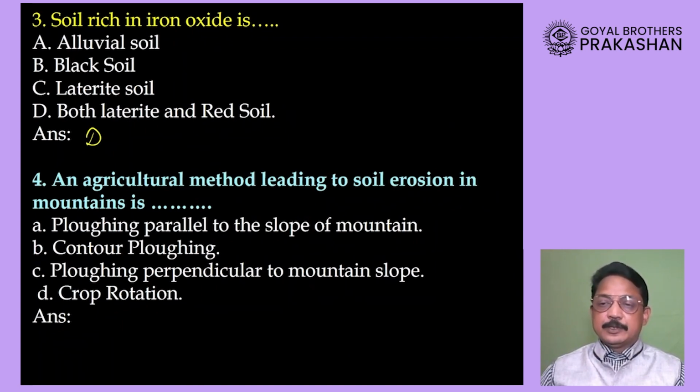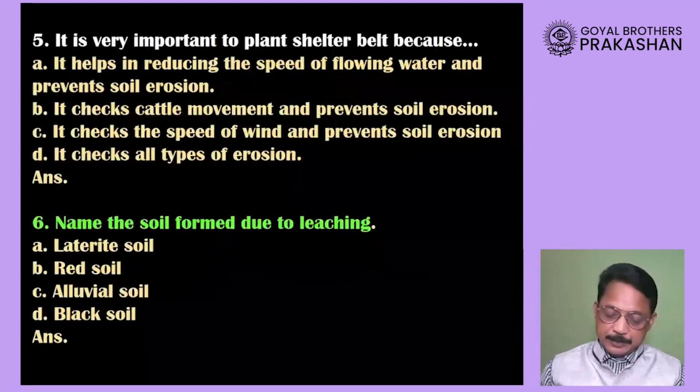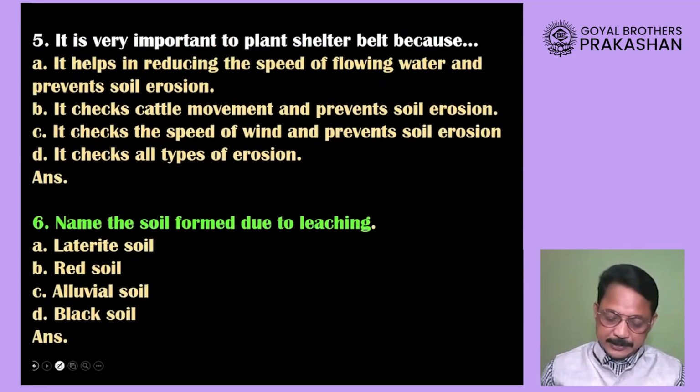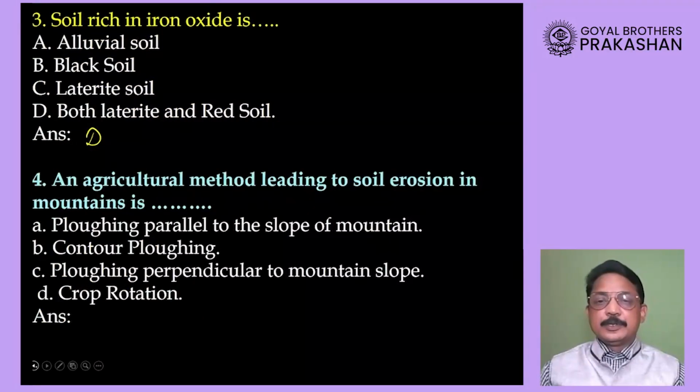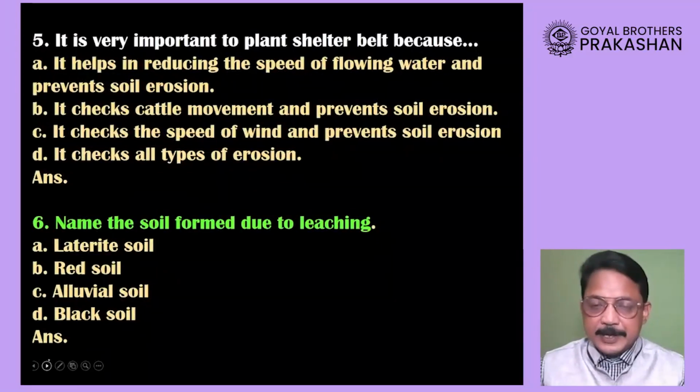That means because of this activity during agricultural practice, soil erosion occurs. The first one is plowing parallel to the slope of the mountain, contour plowing, plowing perpendicular to the mountain slope, crop rotation. Among them, A is the correct option because that is causing more soil erosion. Now, dear students, question 5.